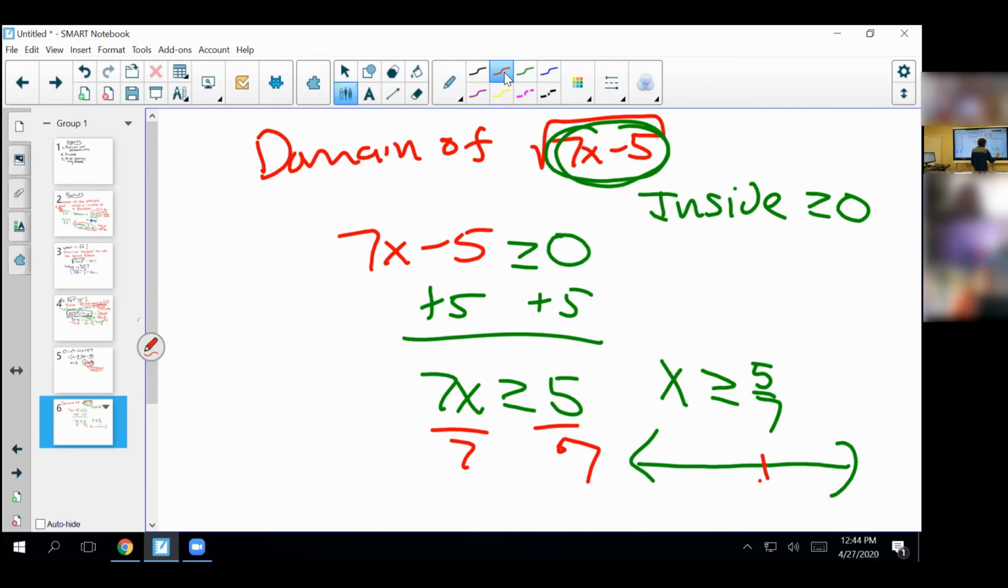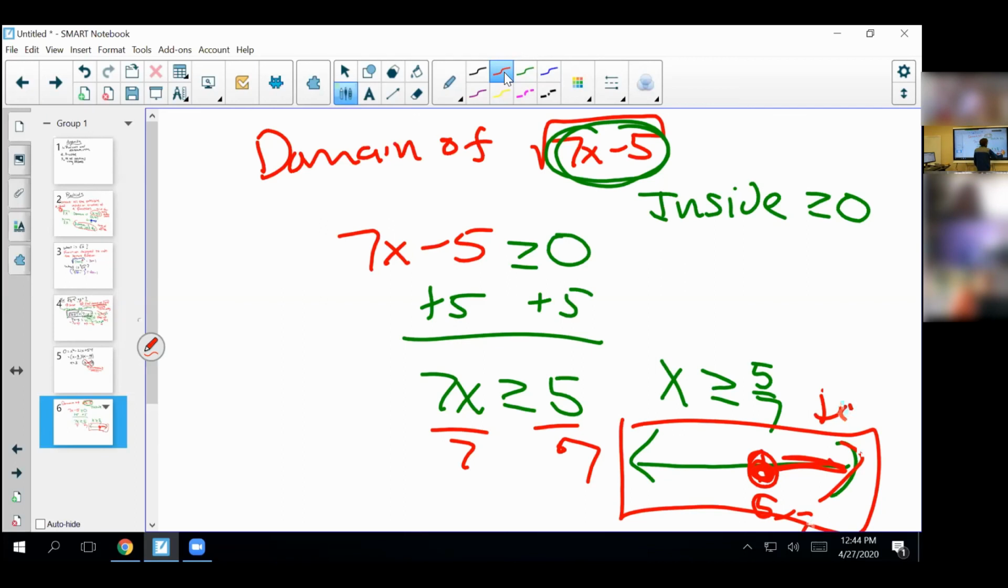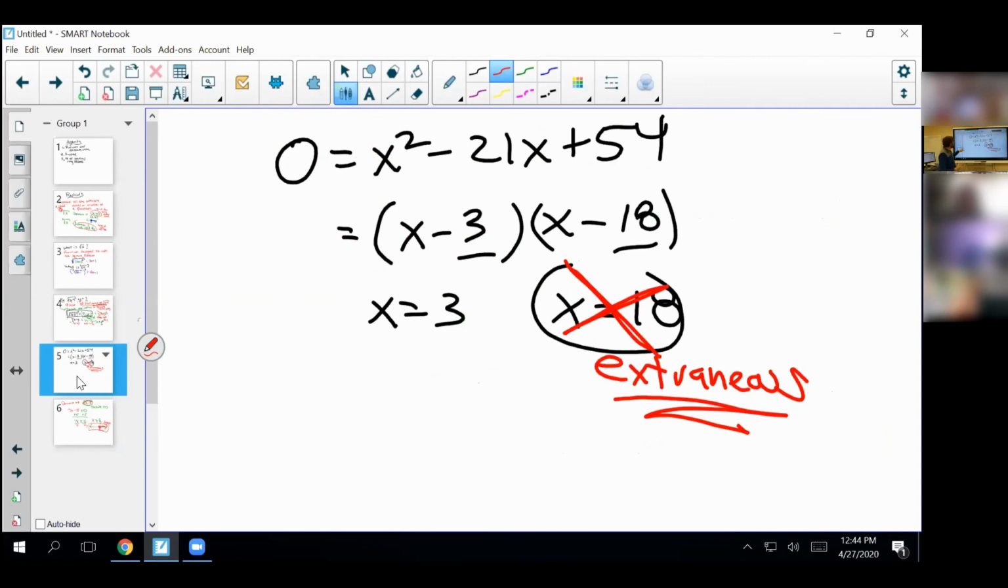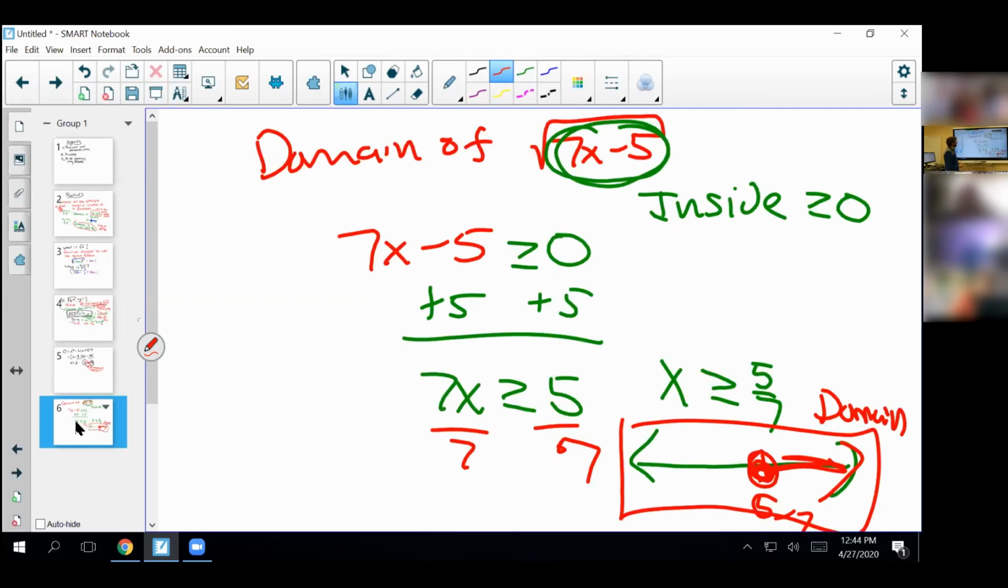So here's 5/7. There's our domain. Those are the values of x that you can plug in, and you're good. But let me just point out that x equals 18 was in the domain. This is still in the domain. It was fine. It just didn't work in the solution. Okay, so kind of a lot of moving parts there, but hopefully that was helpful. I'm going to stop the recording, at least that one.